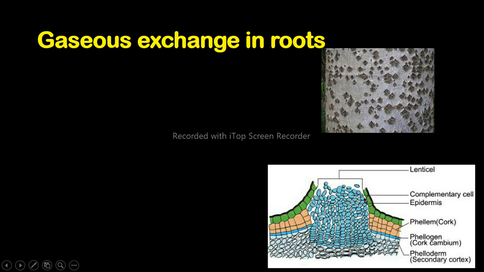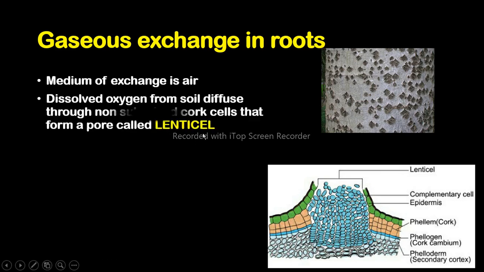So this is a lenticel with a broken outside layer, with very many complementary cells, with numerous air spaces that connect to other cells inside a stem or inside a root. So for gas exchange in roots, the medium of exchange is of course air, okay? And gases are exchanged between the inside and the outside environment through specialized structures called lenticels.